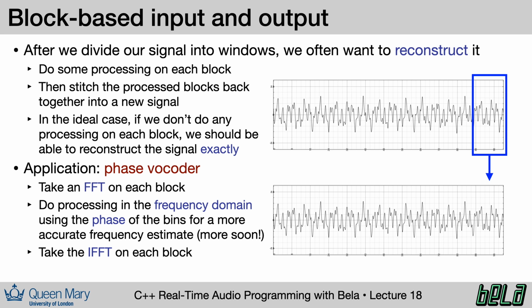Now, the most typical application for this process of windowing and reconstruction is the phase vocoder. In brief, what this means is that each time we generate a block of signal, we're going to take an FFT on that block. We're going to do some sort of processing then in the frequency domain, which involves the phase of each of the frequency bins. Then once we're done with that frequency domain processing, we'll take an inverse FFT to get a new time domain window. We can then mix those windows together into a new signal at the output. And this is what we're going to look at in this lecture.